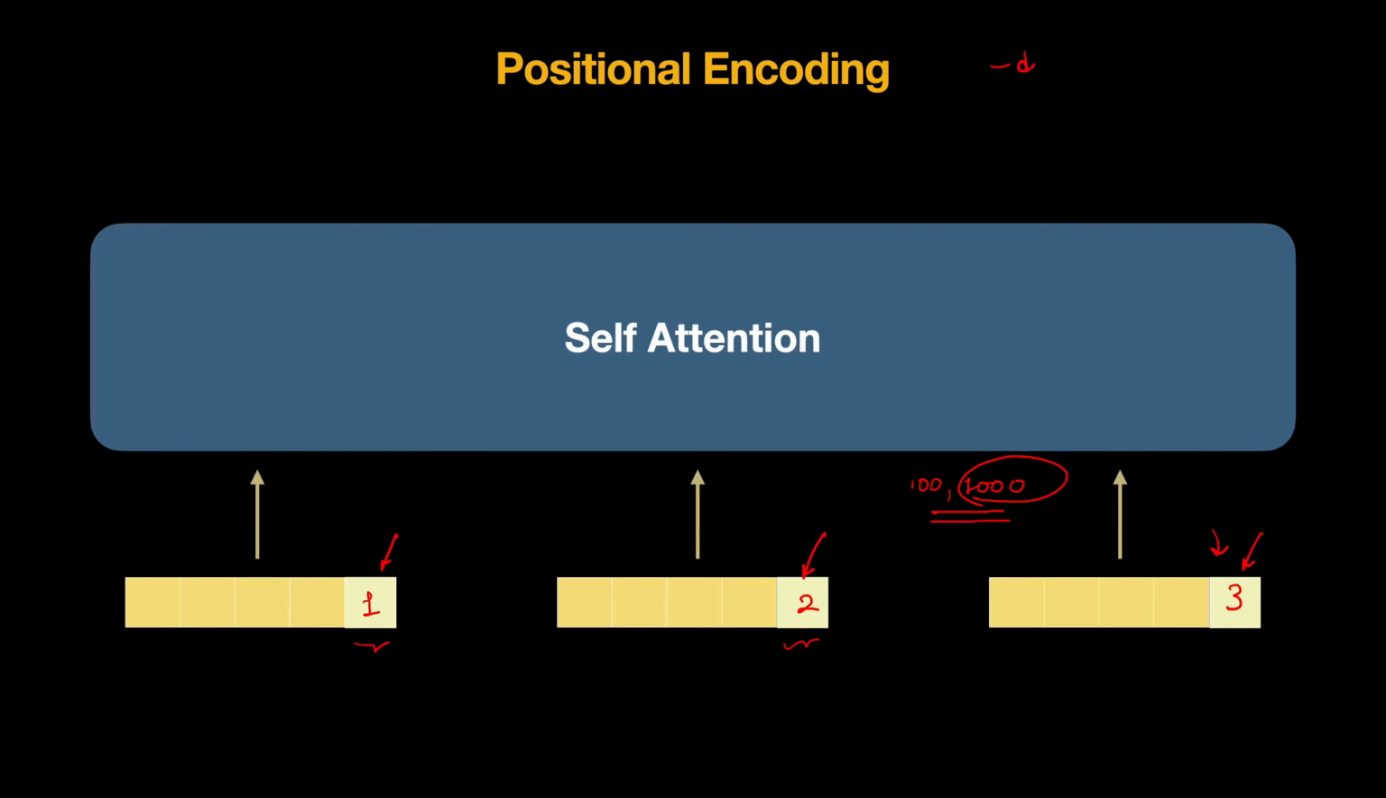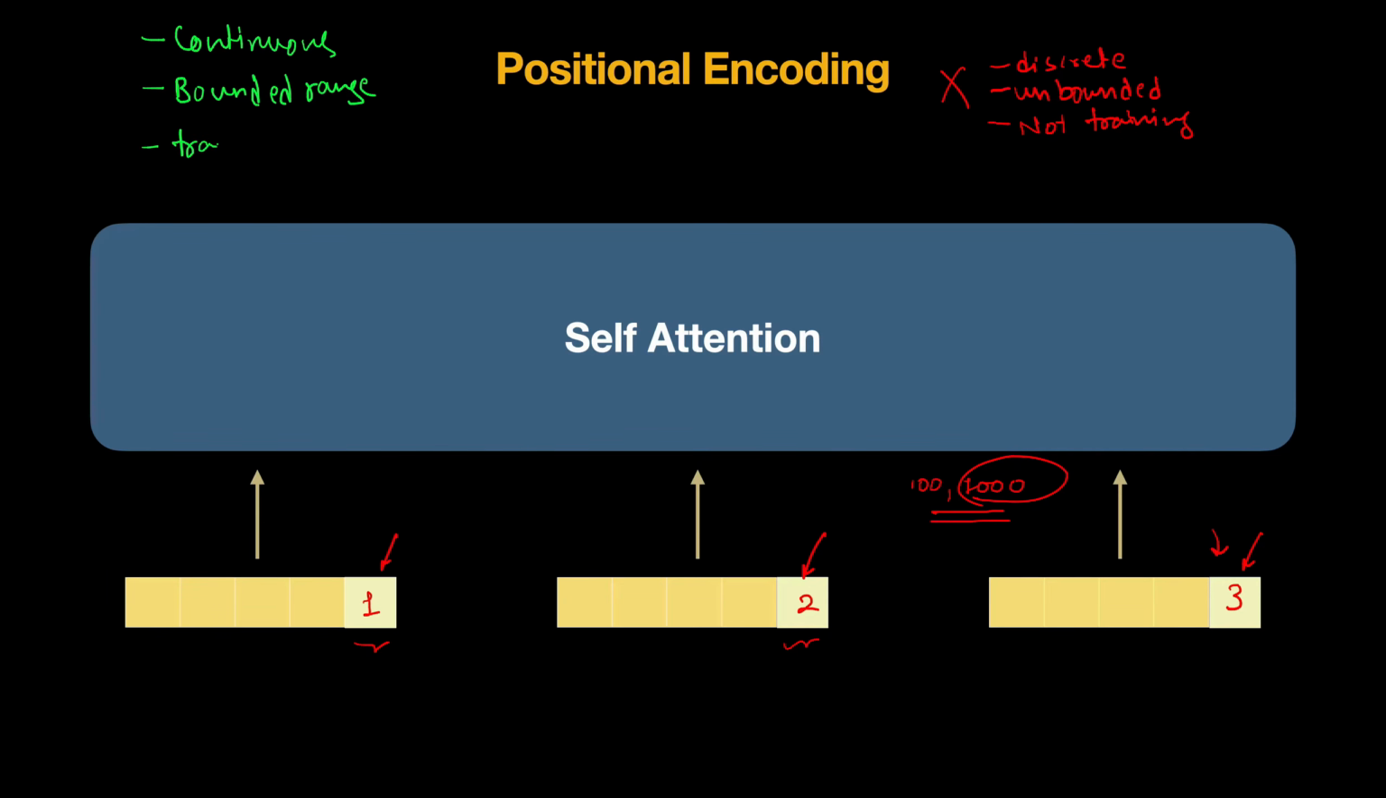So our problem is we cannot use discrete numbers, we cannot use unbounded values, and we cannot use a numbers which is not good for training. What we want is a function that generates continuous values, and all the values should lie in a particular range. And along with this, it should be good enough for the training through which our model can interpret the ordering of the words. See, we need to provide this model with a specific pattern that encodes positional information.